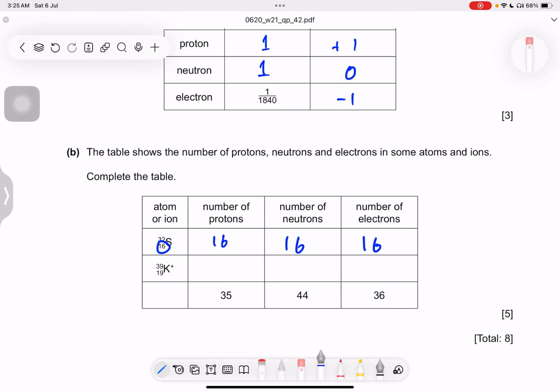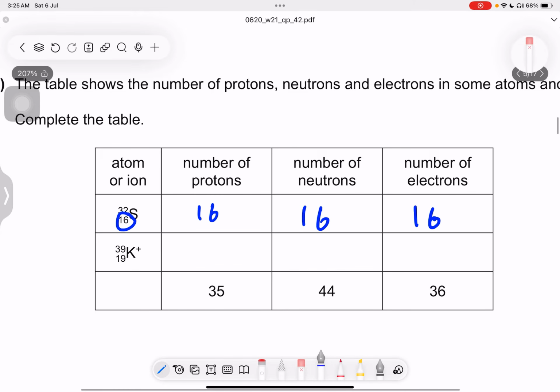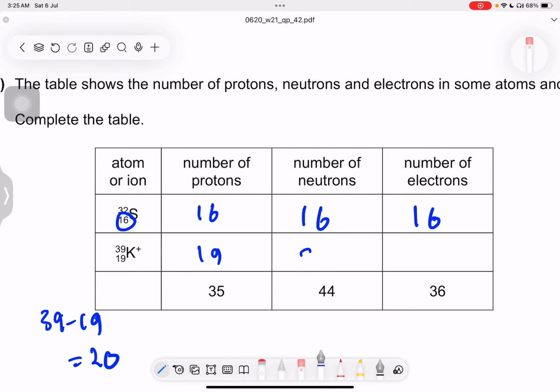As for this, it is an ion. This is a cation. So the number of protons does not change. They'll still be 19. The number of neutrons is 39 minus 19, so 20. The number of electrons, we'll have one fewer electron than the total number of protons because of the plus charge. Net charge is plus, so we'll have one more proton than electrons.